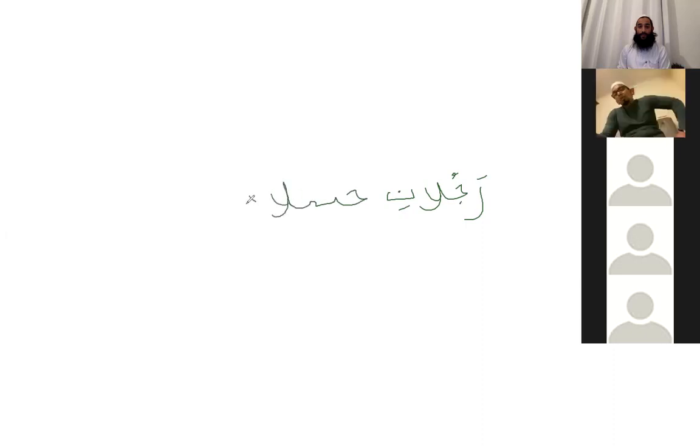Now this says rajulani. How many men are there? Two. Two men. So if I want to say two beautiful men, would I use rajulani jamilani? Yes. Is that Mawsuf Sifat? Yes, this is mawsuf sifat, but inshallah, I just want to show you something else from this kind of example.